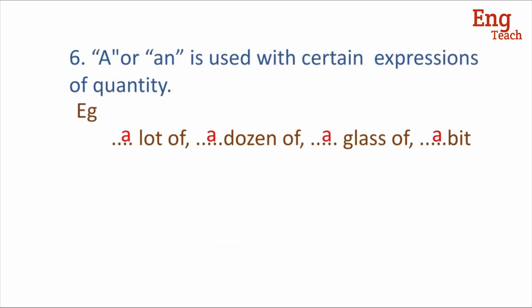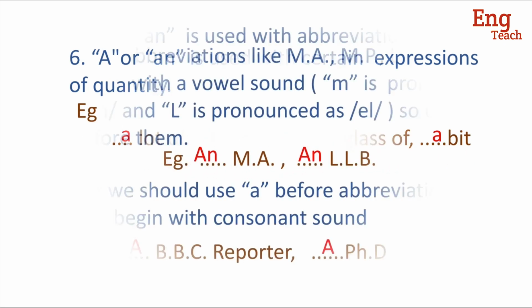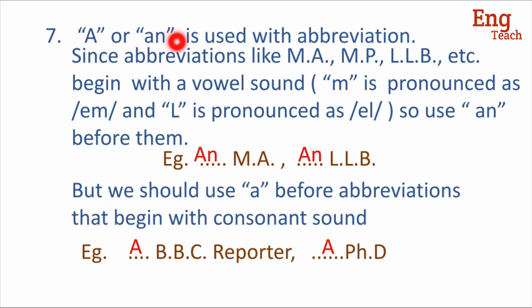Rule number 6. A or an is used with certain expressions of quantity. For example, a lot of, a dozen of, a glass of, a bit. Rule number 7. A or an is used with abbreviations. Since abbreviations like MA, MP, LLB, etc. begin with a vowel sound, M is pronounced as "em" and L is pronounced as "el", so use an before them. For example, an MA, an LLB. But we should use a before abbreviations that begin with a consonant sound. For example, a BBC reporter, a PhD.